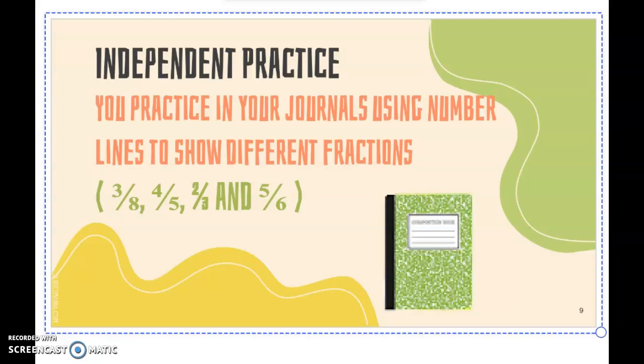For independent practice, you're going to write in your journals the fractions 3/8, 4/5, 2/3, and 5/6. For each fraction, you are going to draw a number line showing the total parts of each one. So for the first one, you should have a number line divided into 8 parts.